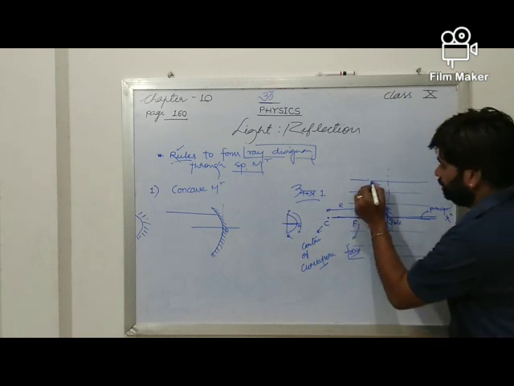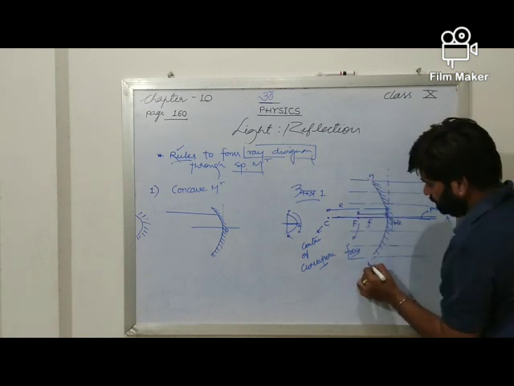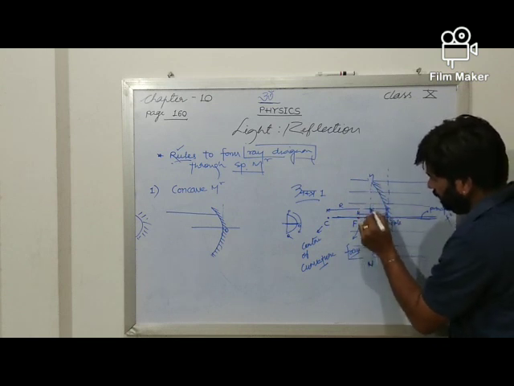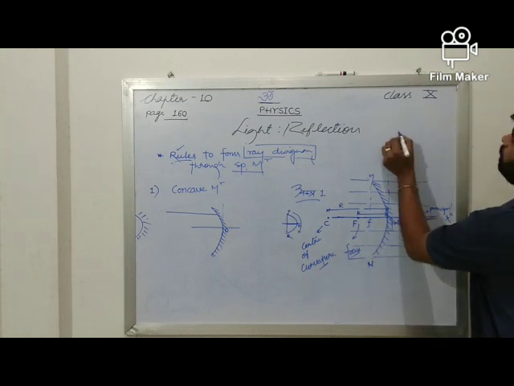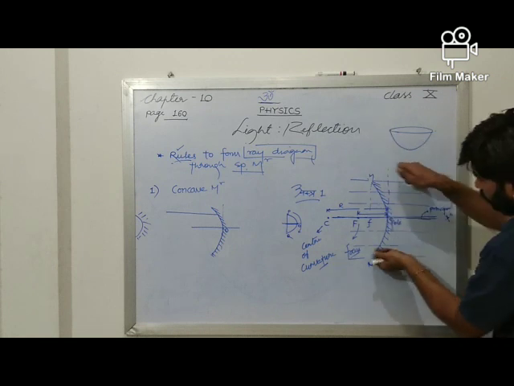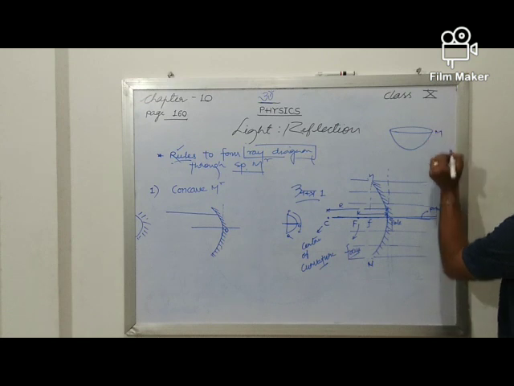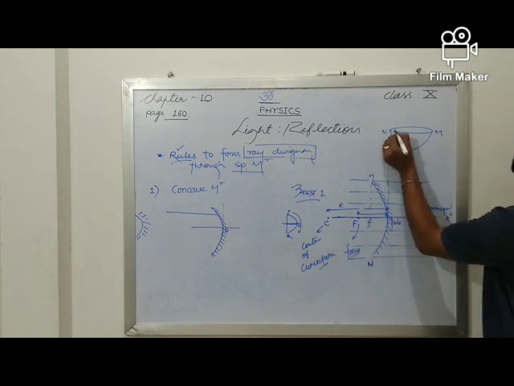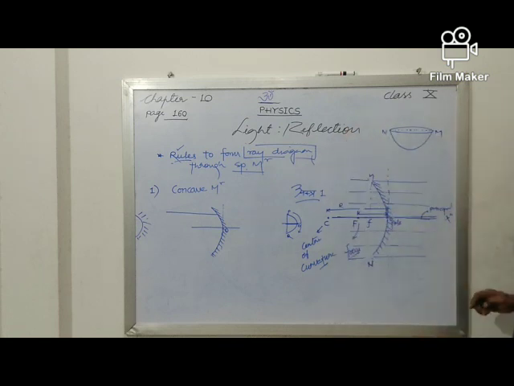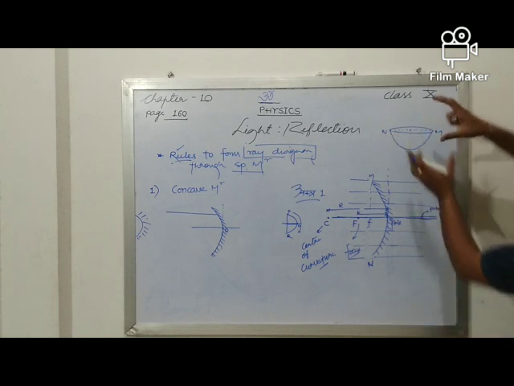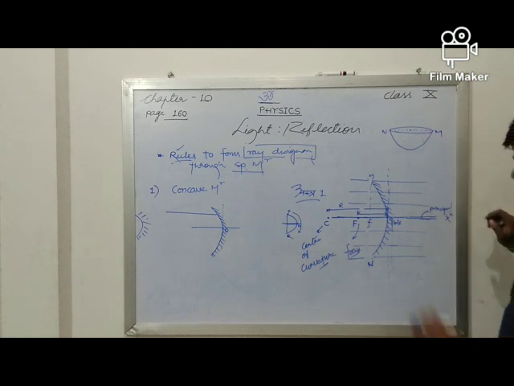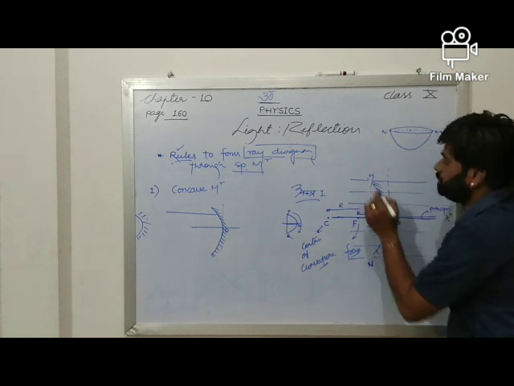This particular point is M, this particular point is N. Now if I draw this MN, how will it look? It will look like this. So this will be the M, and this will be the N. So this is simply the diameter. MN will be the diameter of this particular semi sphere. So this MN will be known as the aperture of this particular mirror.